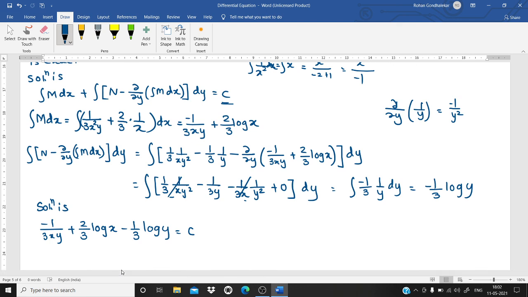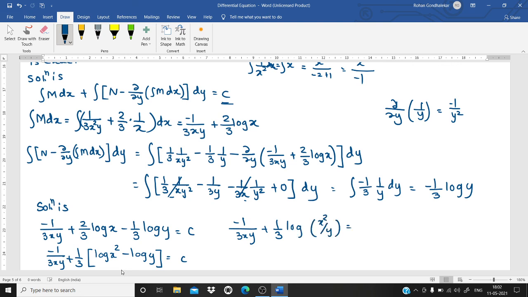So from this we can have 1 by 3 common. So which gives me minus 1 upon 3xy plus 1 by 3 into bracket 2 log x becomes log x square minus log y equals to c. So which can be written as minus 1 upon 3xy plus 1 by 3 into log of x square upon y equals to c. Okay, this is your final answer.